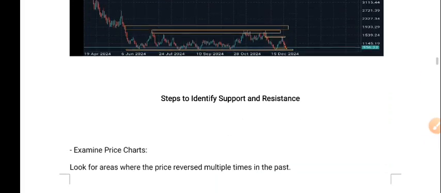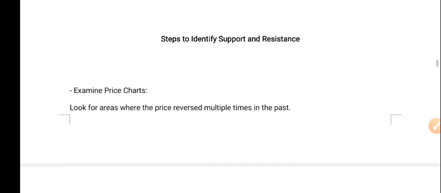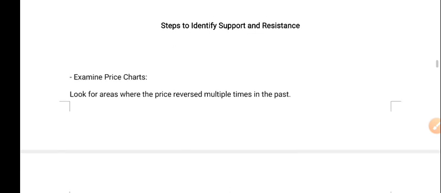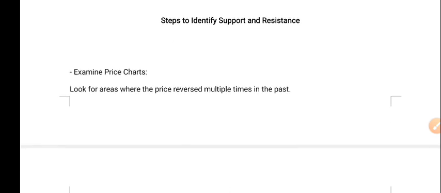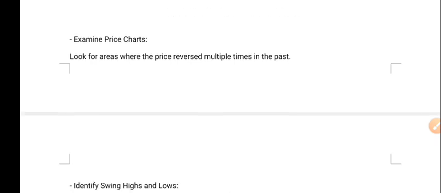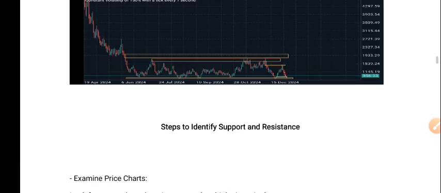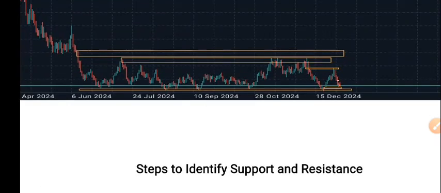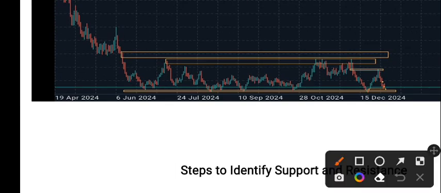So those are support and resistance. Steps to identifying support and resistance: first of all, you examine your price charts. Look for areas where price reversed multiple times in the past. So you can see this first one here. Even if we don't look at the bearish one, we can look at this bullish one here.